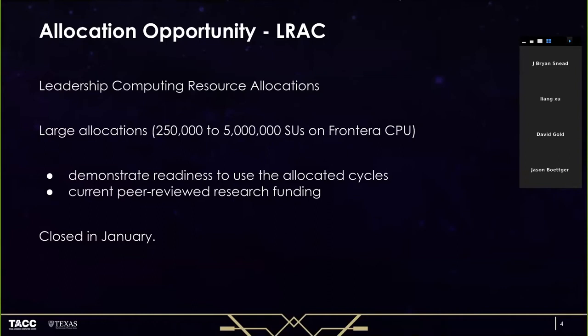In order to be eligible for those, the requests need to demonstrate a readiness to use the cycles. So that large number of cycles, you need to be able to demonstrate that you can actually use those. And then also have current peer-reviewed research funding that's going to last the duration of the allocation period. So again, LRAC has passed already, but we can move on to the ones that are still available. Those are the ones you're wanting to know about right now.